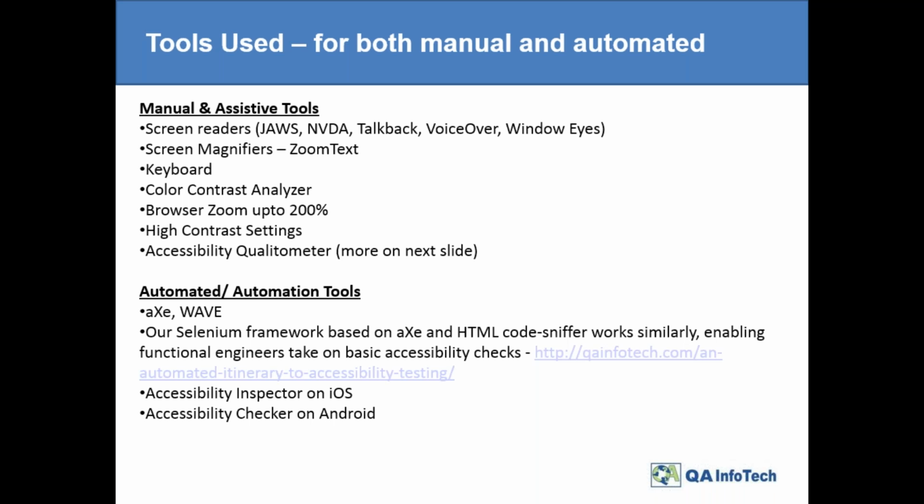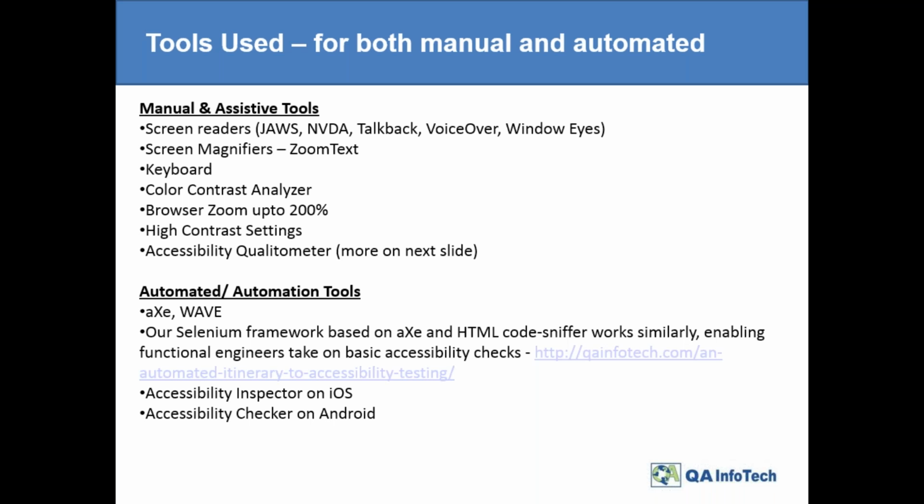Then there is a colorimeter. It is an internal checklist prepared by our team of accessibility engineers in QA InfoTech, which focuses on core parameters from Section 508 and WCAG standards. I will shed some light on this aspect of colorimeter in further slides.